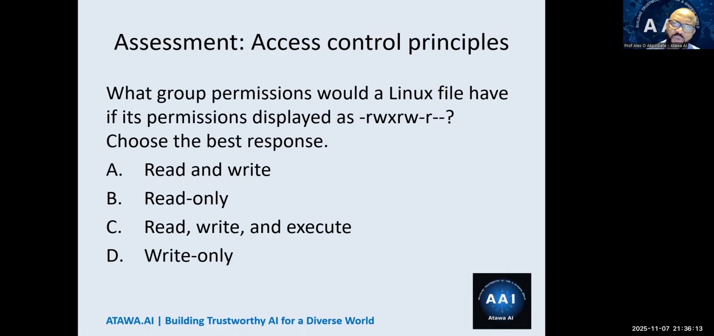What group permission will a Linux file have if its permission is displayed as -rwx-rw--? This is kind of tricky. If you know Linux systems, remember stuff like chmod, but that's a little beyond the scope of this class. What does this mean to you? The reason why it's A is because I have read, write. That's for the individual, and then the group is RW, right? So the first one can read, write, execute. The next one can only read and write. That's why A is right.